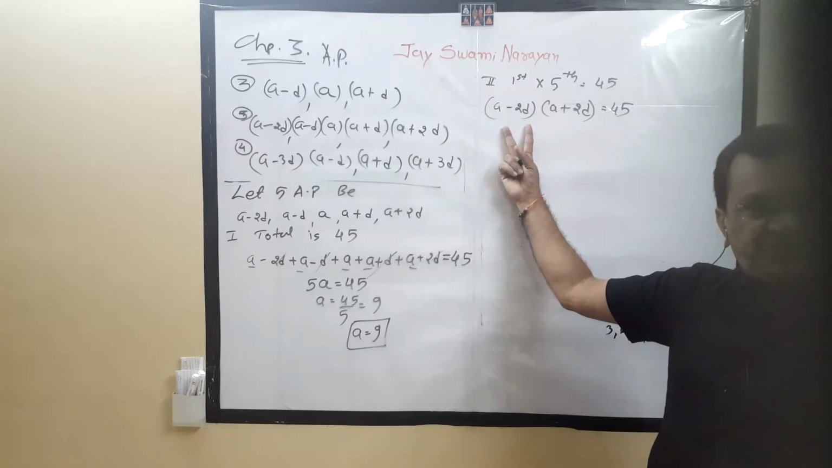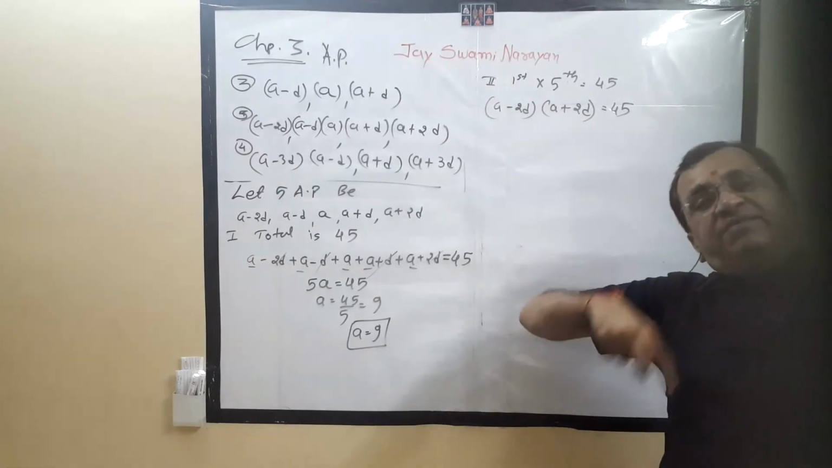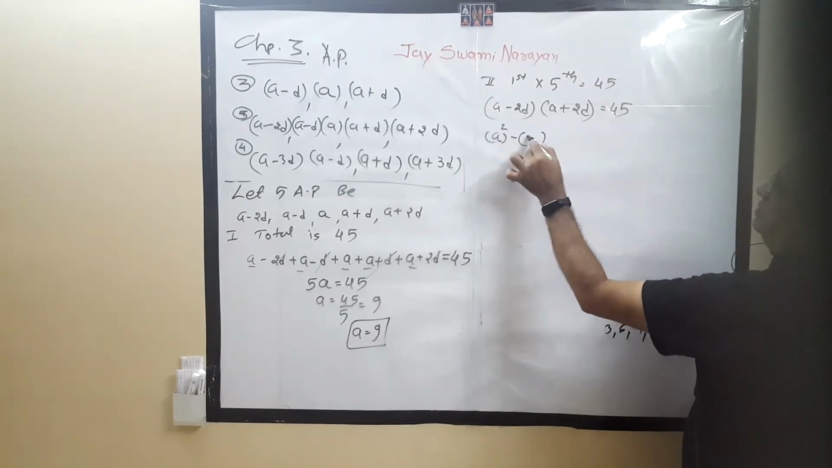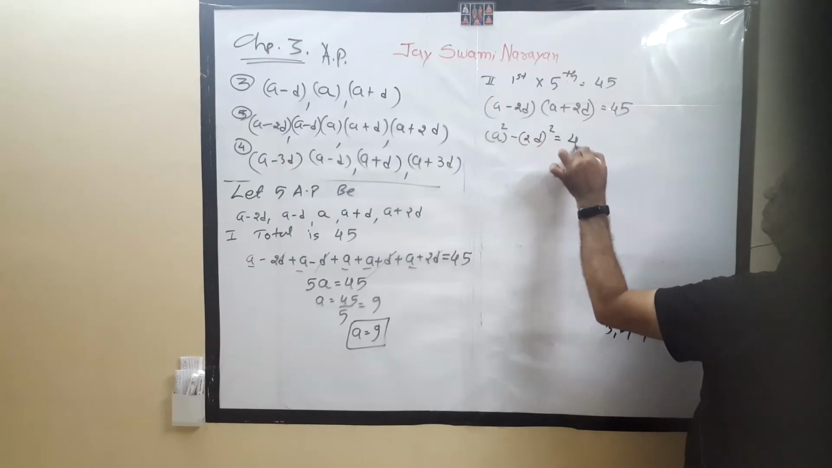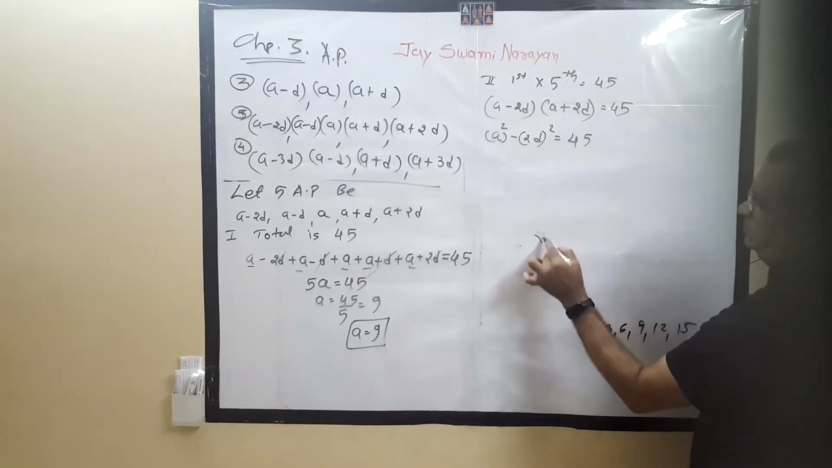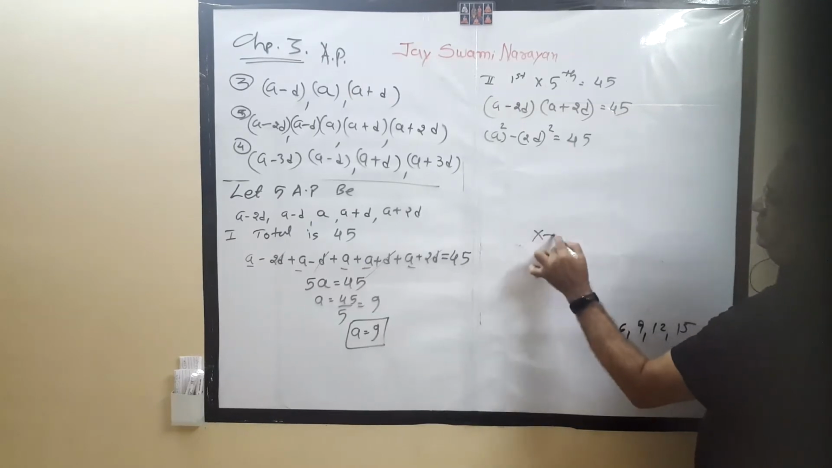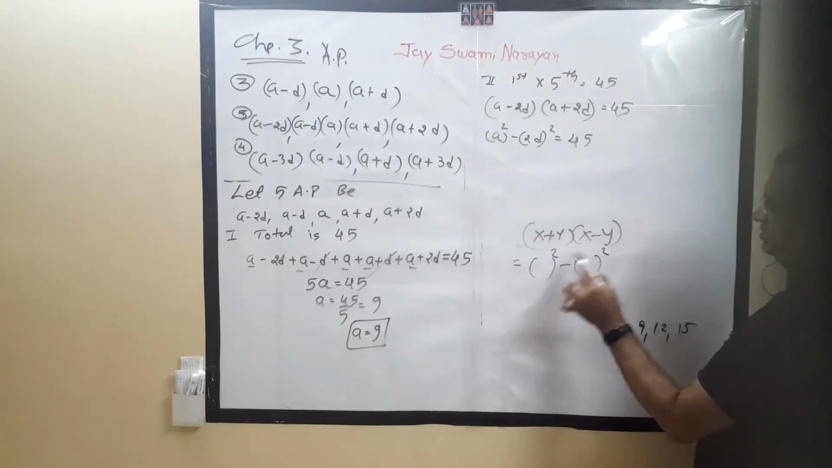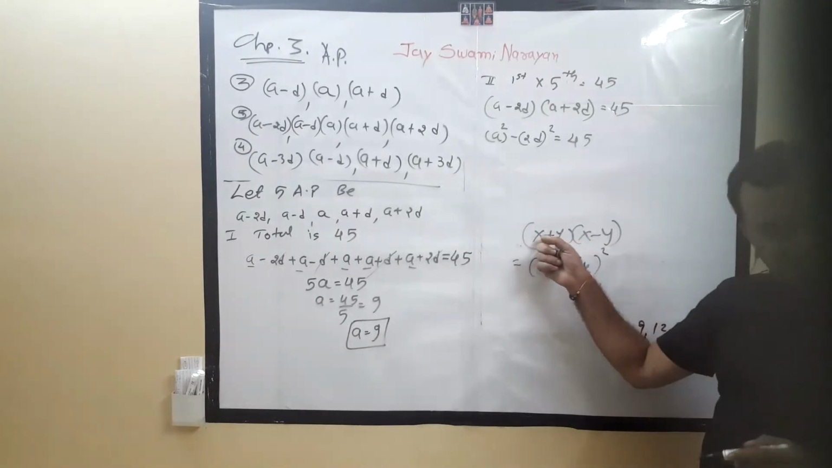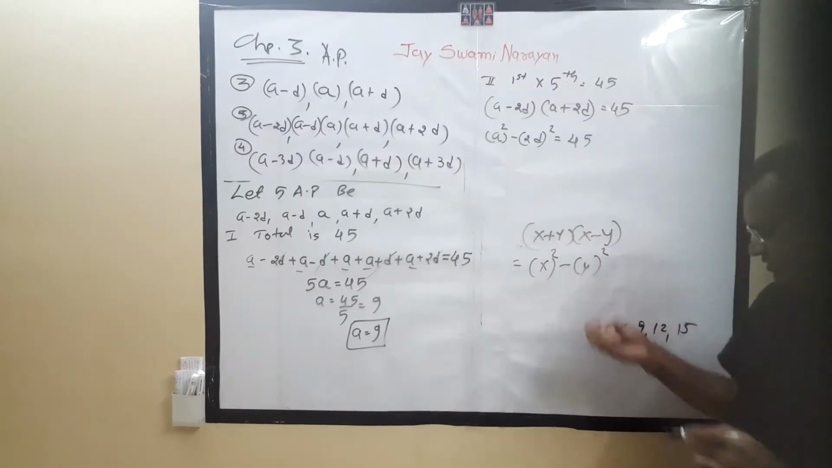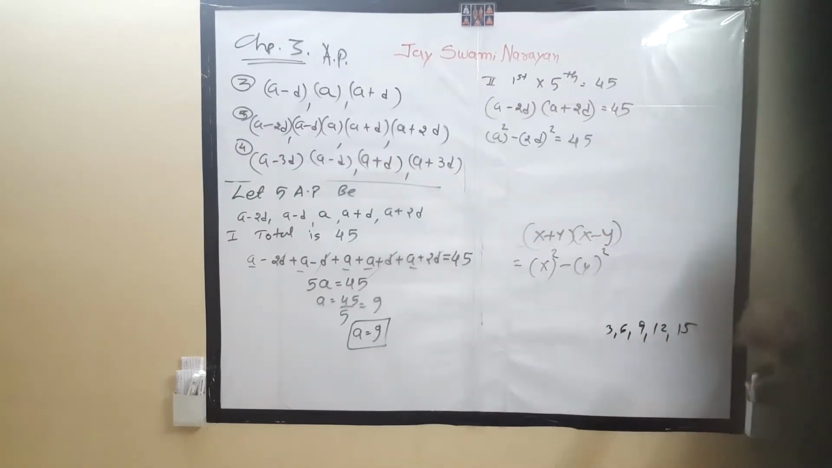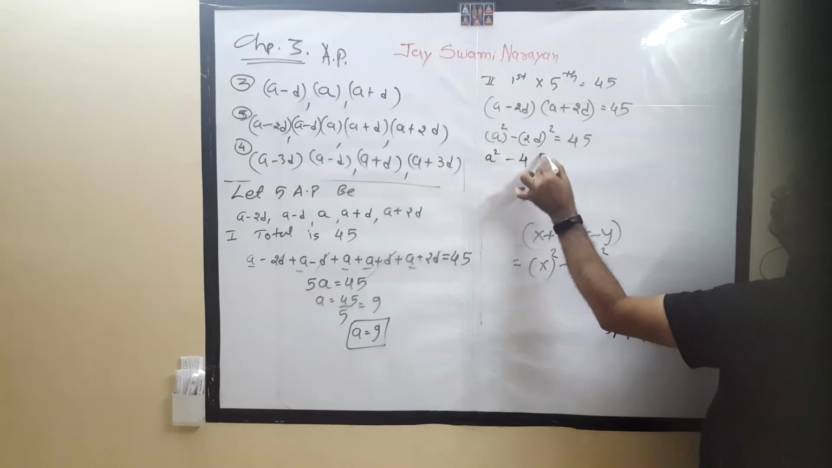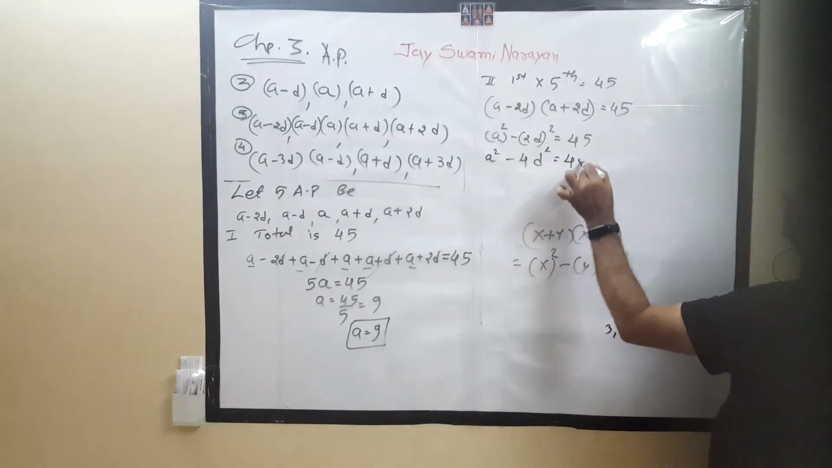Whenever x plus y and x minus y, at that time it is x square minus y square. So a square minus b square means this. Again, x plus y times x minus y is equal to first square minus second square. When it is plus and minus, it is x square minus y square. Like that, a square minus 4d square is 45.